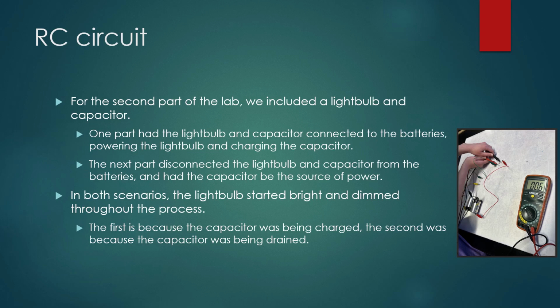The second part of the lab was with the RC circuit. For this we included a light bulb and a capacitor. One part had the light bulb and capacitor connected to the batteries, powering the light bulb and then charging the capacitor at the same time. The next part disconnected the light bulb and the capacitor from the batteries, but still had both the capacitor and light bulb being powered. In both scenarios, the light bulb started out bright and then dimmed throughout the process.